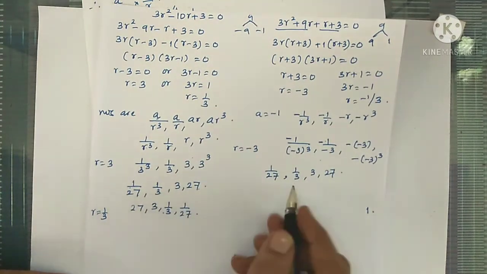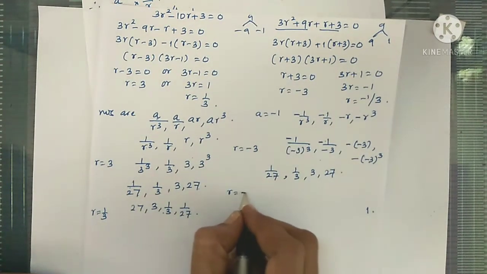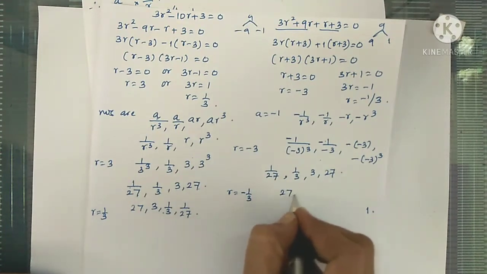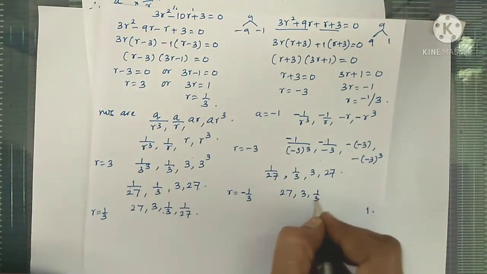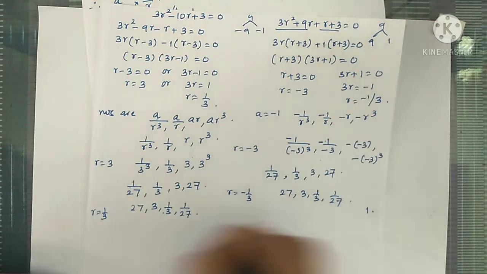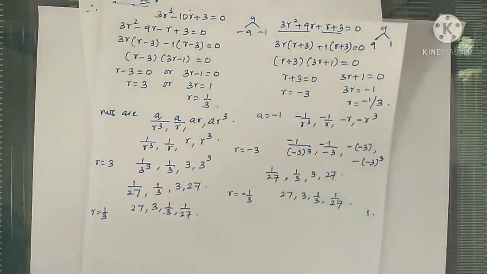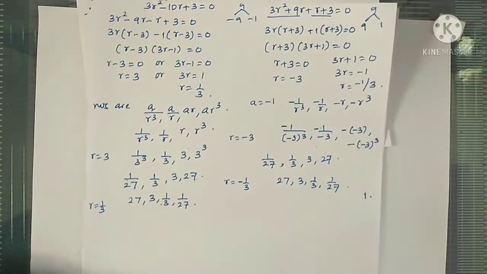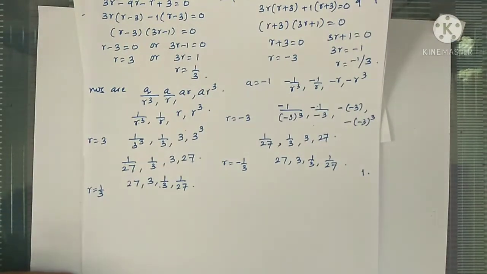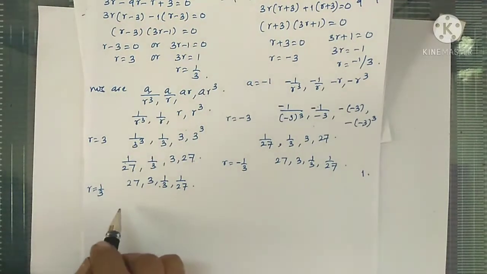The first sequence only. And if r is equal to minus 1 by 3, we get the same numbers but in reverse order. So we get the same 4 numbers. But as it is not given that a is positive, that's why we have considered both the values, plus 1 and minus 1. You can verify also.